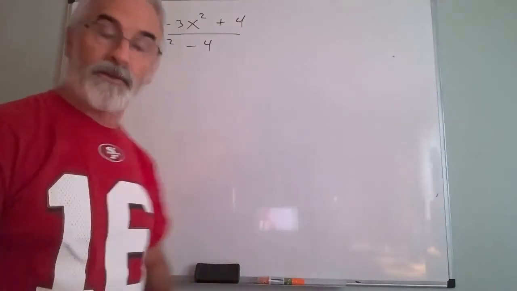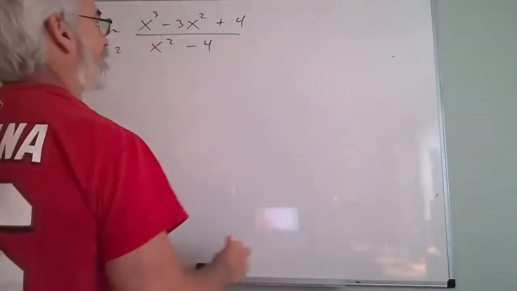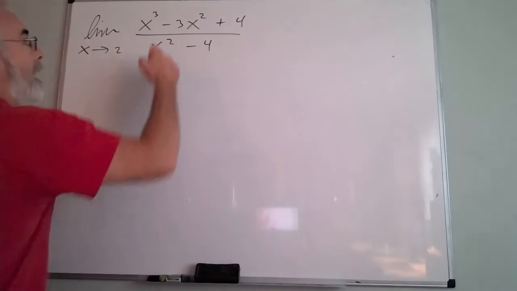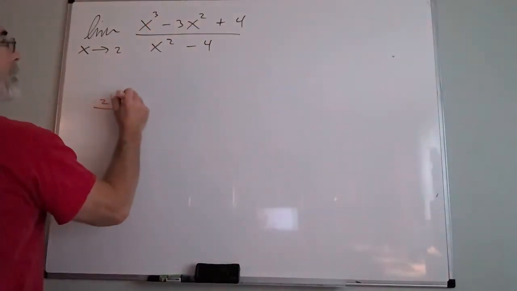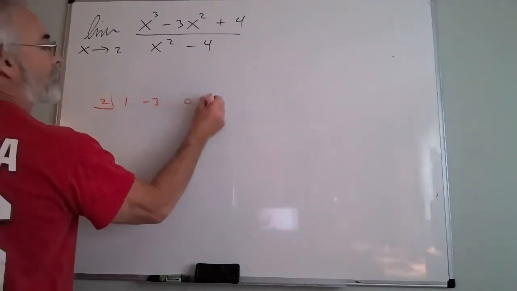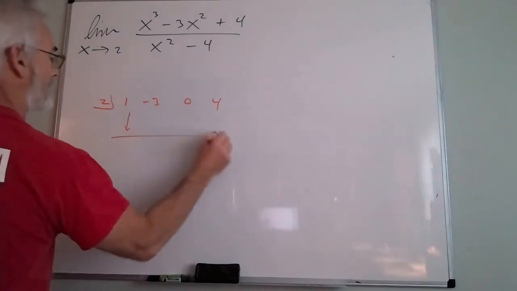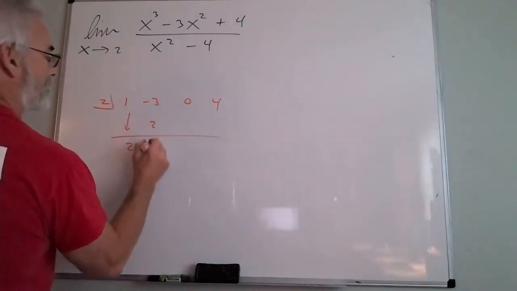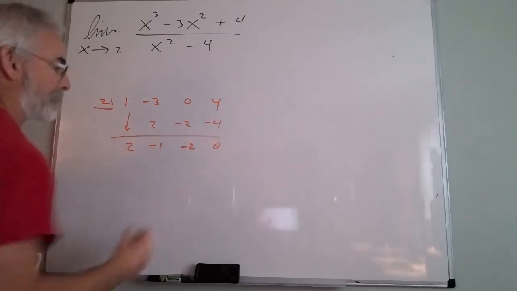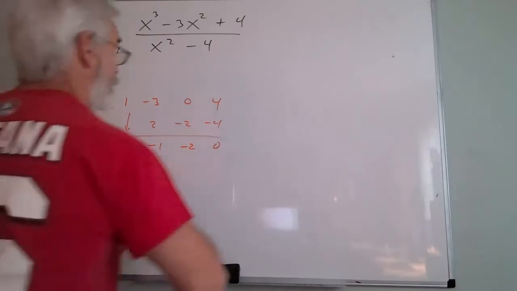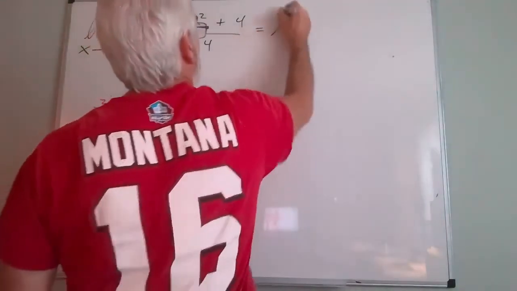I'm going to use L'Hopital's rule on this one, and we're also going to do it the traditional way. But I want to do it the traditional way first. I'm going to go ahead and do the synthetic division on top. 1, negative 3, 0, 4. Okay, so we're going to do the traditional way first, the non-L'Hopital way.